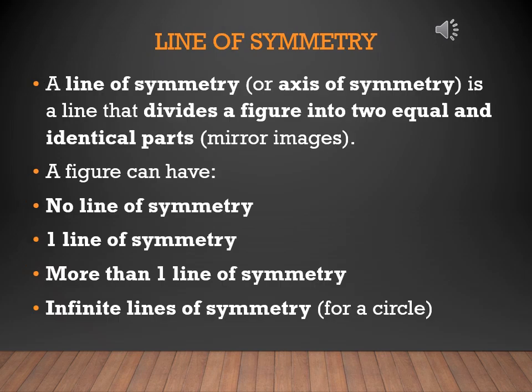Imagine you draw a line on the shape so that both halves look exactly the same. This imaginary or real line is called the line of symmetry. A line of symmetry is a line that divides a figure into two equal and identical parts. A figure can have no line of symmetry, one line of symmetry, more than one line of symmetry, or infinite lines of symmetry.